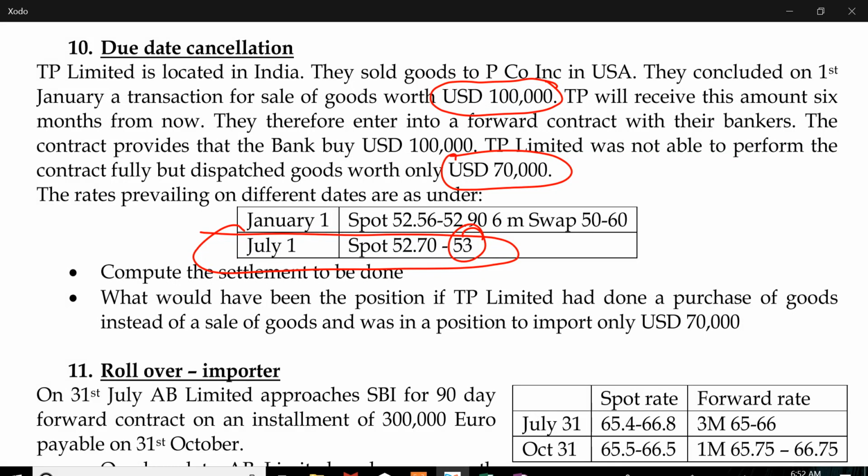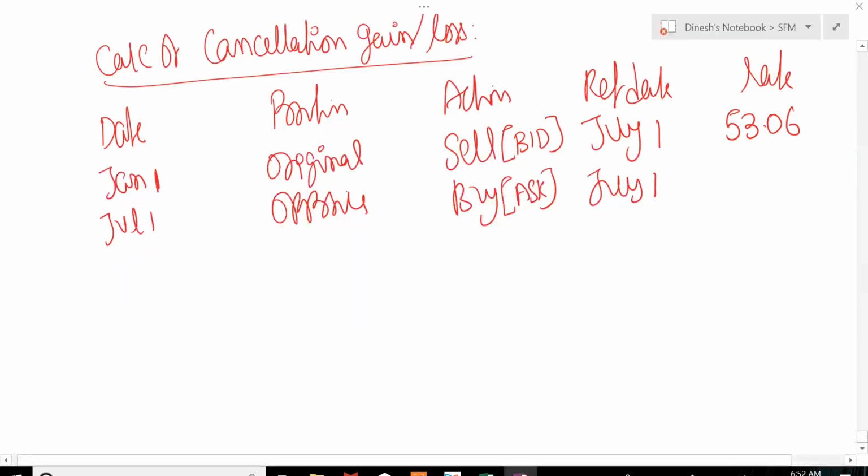Otherwise, if it was technically 52.80, then what you say is perfectly right. But it can't be lower than my bid rate. That has to be always ensured. So it can't be 52.53 because of that reason.